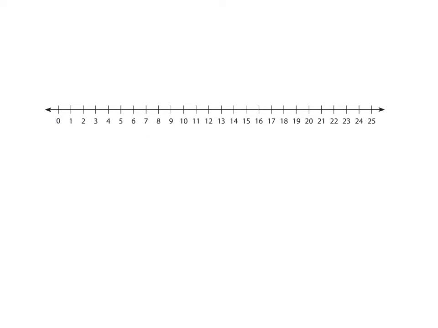How can we use this number line to show 3 times 0? Well, we would start at 0 and make 0 jumps. Making 0 jumps would leave us right at 0. So 3 times 0 would equal 0.